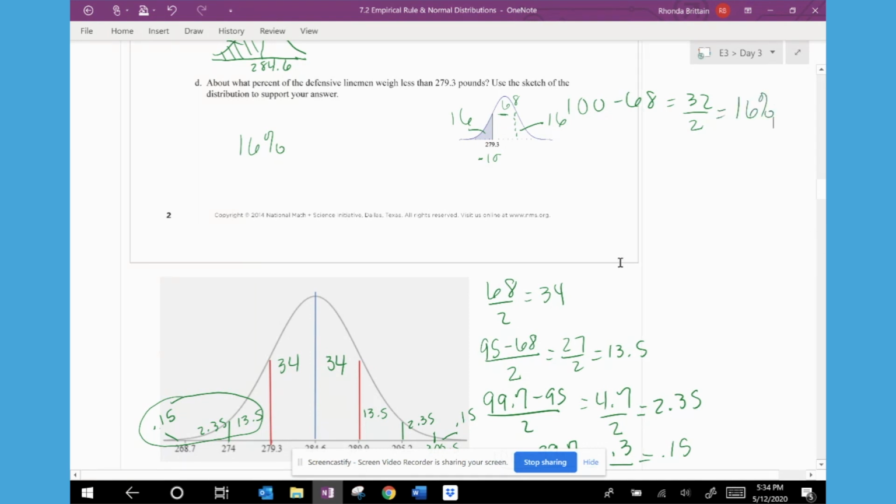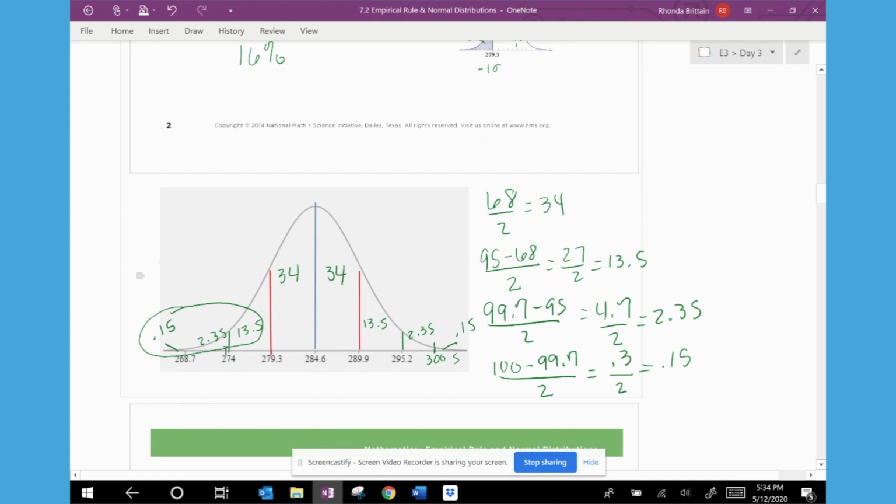Okay, but this diagram can be useful for helping them determine other values, especially if you're maybe going to start from 274 and go all the way up to 300.5. It gives them a way to divide the curve.